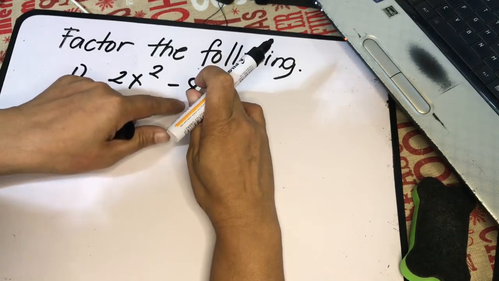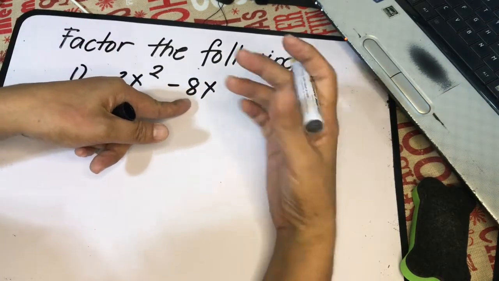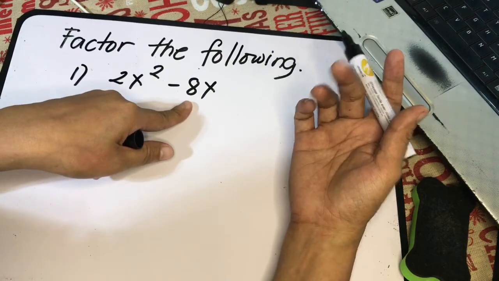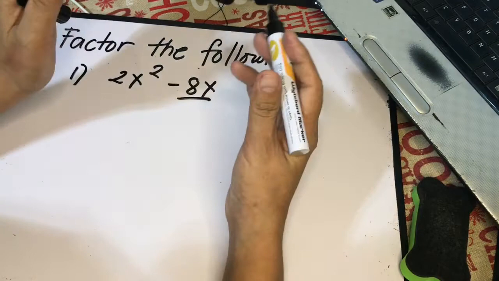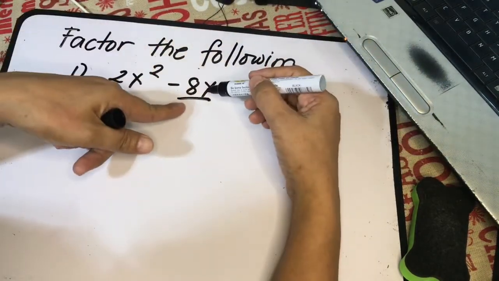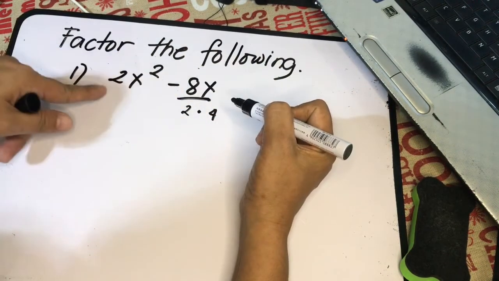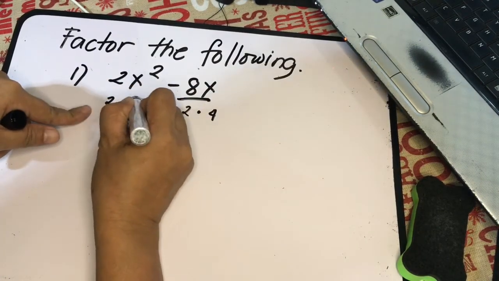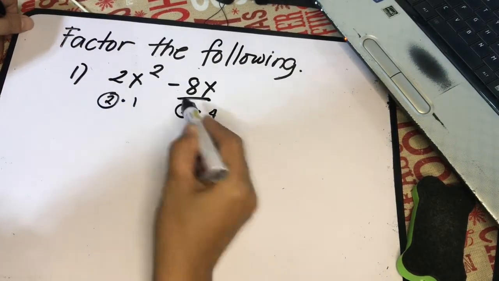So, as you can see, 8 is greater than 2. Pag finactor mo yung 8, that is why I told you to remember or to review your multiplication table, because pag tinignan mo, the factor of 8 is possible 1 times 8 and 2 times 4. So, yung 8, may factor ito na 2 and 4. Yung 2x squared, ito may factor yung 2 na 2 and 1. So, what are common? Pareho silang may 2.